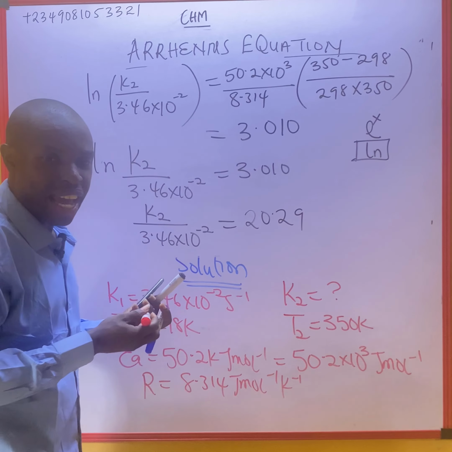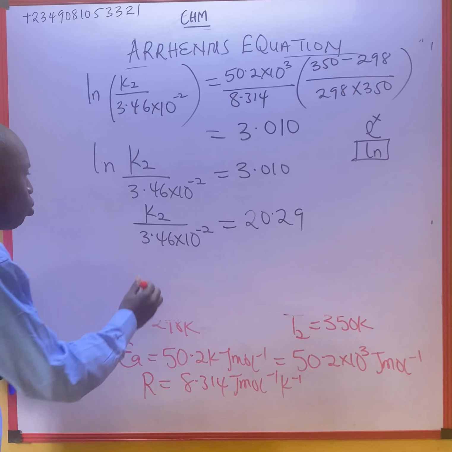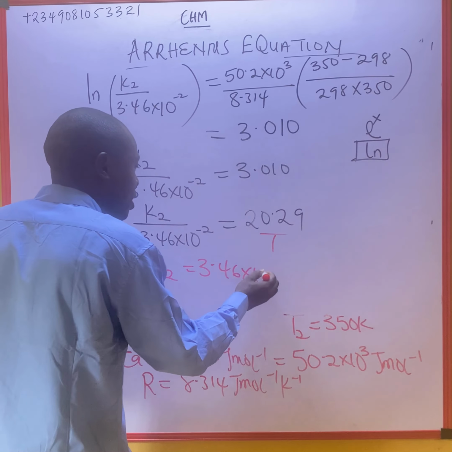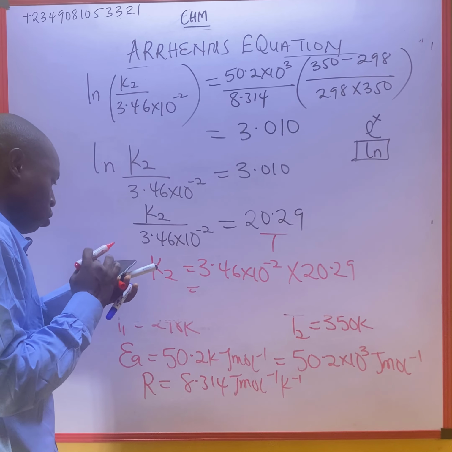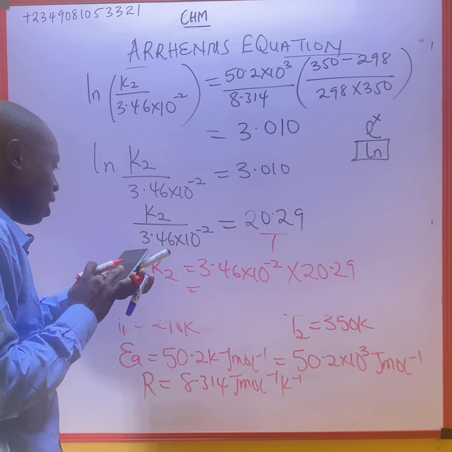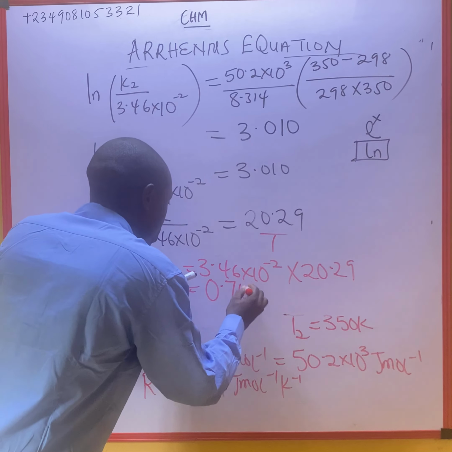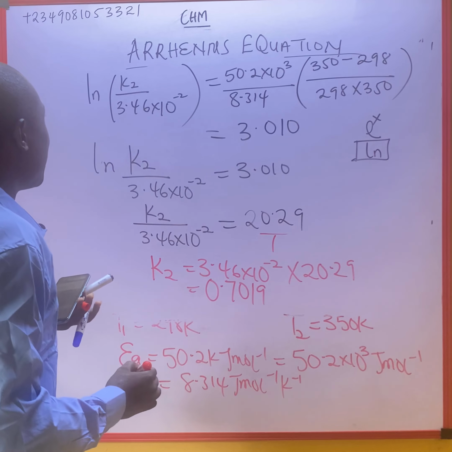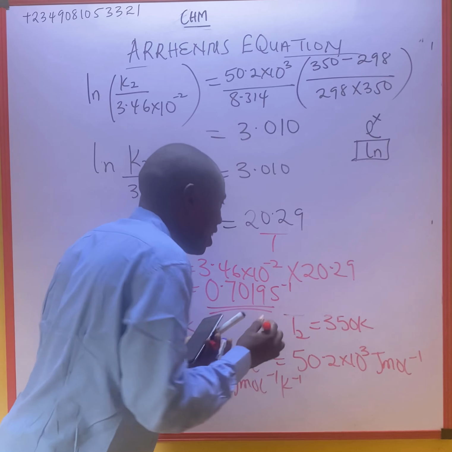Now, I am looking for my K2 here. So my K2 here, take note, will now be equal to 3.46 times 10 to the minus 2 multiplied by 20.29, which will now be equal to, the final answer is now 0.7019, and the units, since it's a first order, is now per second. This is the final answer.